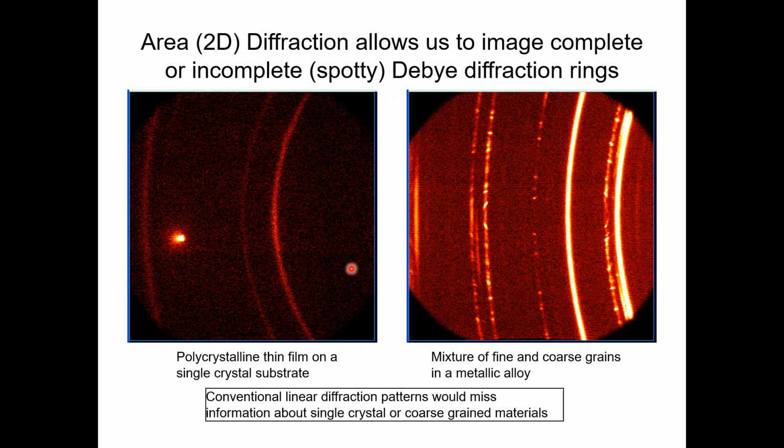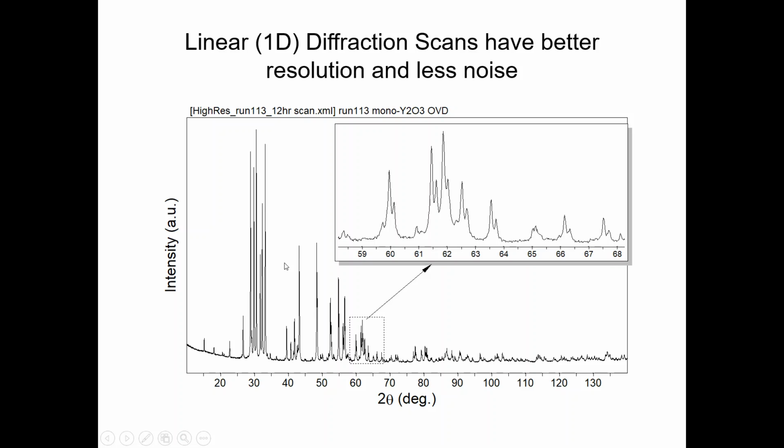Conventional linear diffraction patterns would miss information about single crystal or coarse grain materials. We also have linear diffraction scans that have better resolution and less noise. Here is an example of linear diffraction scans.